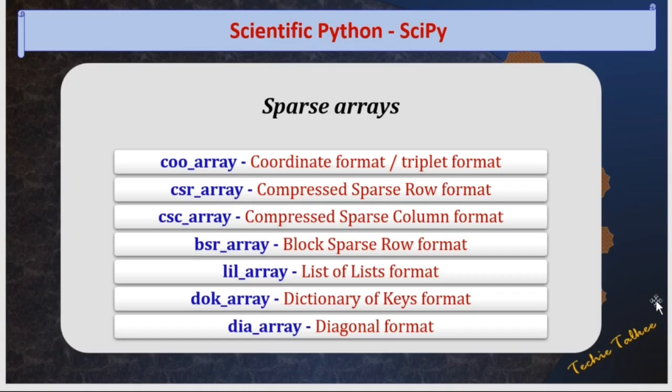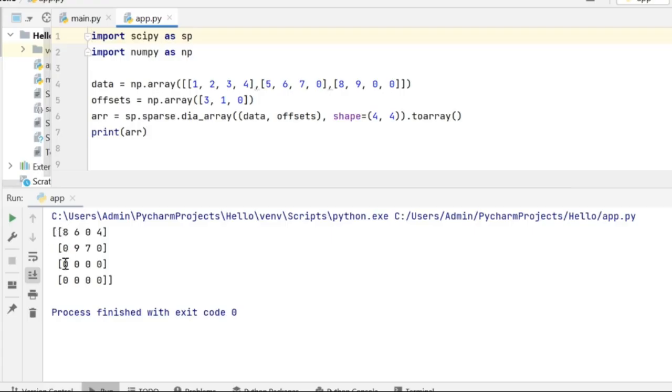The next most interesting type of sparse array is the diagonal format. The way it works is, the rows of an array will have an offset value of 0, -1, -2, -3 and so on, whereas the columns will have an offset value of 0, 1, 2, 3 and so on. So the offset value that we provide in this array will indicate from which row or column the values should be diagonally populated. So I have the data object here, which is going to hold 1, 2, 3, 4, 5, 6, 7, 8 and 8, 9, 0, 0. And then I have defined the offsets here, which are 3, 1 and 0.